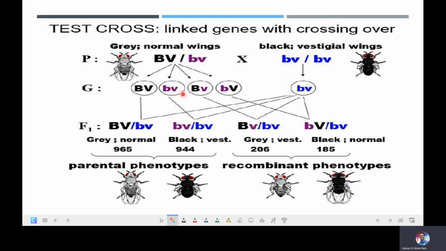If we combine all these gametes from this one heterozygous individual with the gametes from this homozygous recessive individual, then we will get the F1 generation, and there will be 4 types of offspring from this test cross. One type will have a grey body and normal wings. Another type will have a black body with vestigial wings. Another type will have a gray body with vestigial wings, and another one will have a black body with normal wings.